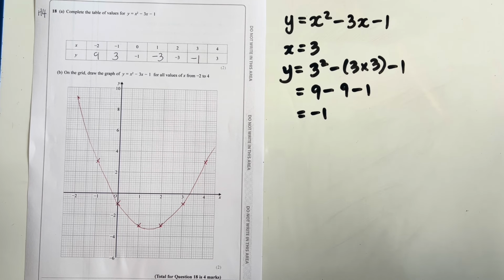Part A, if you don't get all of the numbers correct, there is 1 mark available for getting at least 2 correct. There's also a mark available in part B if you haven't plotted everything correctly, but you have plotted at least 5 of the points correctly.